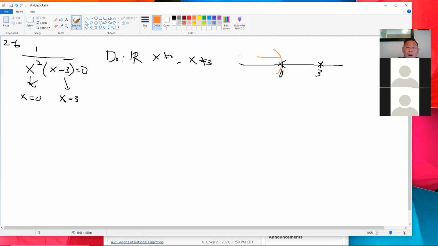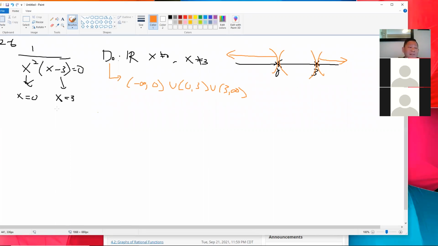One goes from 0 to the left. The other one is in the middle. And the other one is from 3 going to the right. So in order to write your domain here, your answer should be from negative infinity to 0, this is the first one, union 0 to 3, which is the middle one, and then 3 to infinity, which is the last one. So make sure you know what to do with this kind of question. I know it's from 2.6, but I don't remember which number it is. This is how you answer this in your online homework on 2.6.